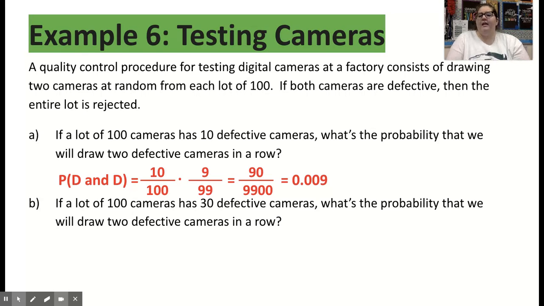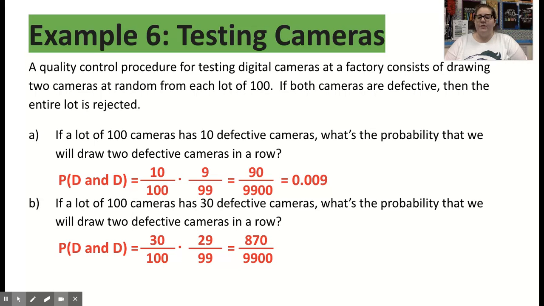So if there's only 10 defective cameras in the lot, it's not very likely that we'll reject the entire lot by picking 2 defective cameras in a row. Part B, if the lot of 100 cameras has 30 defective cameras, what's the probability that we get 2 in a row that are defective? So same question, but now there's 30 out of 100 defective cameras on the first pick. And then the second time I pick, there would be 29 defective out of 99 total.